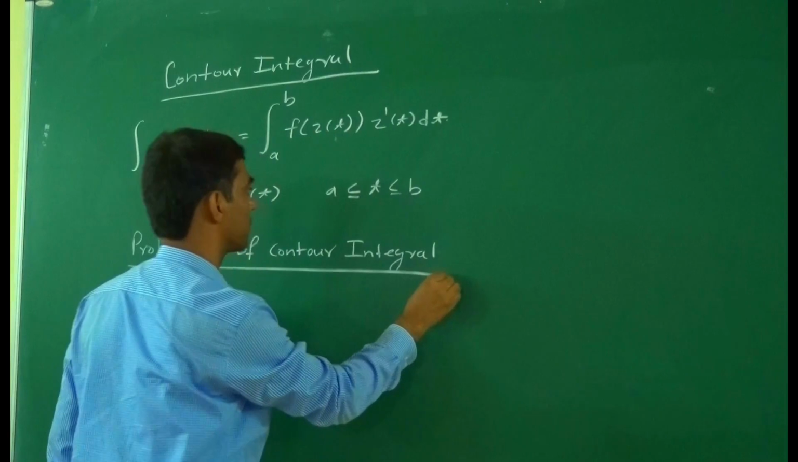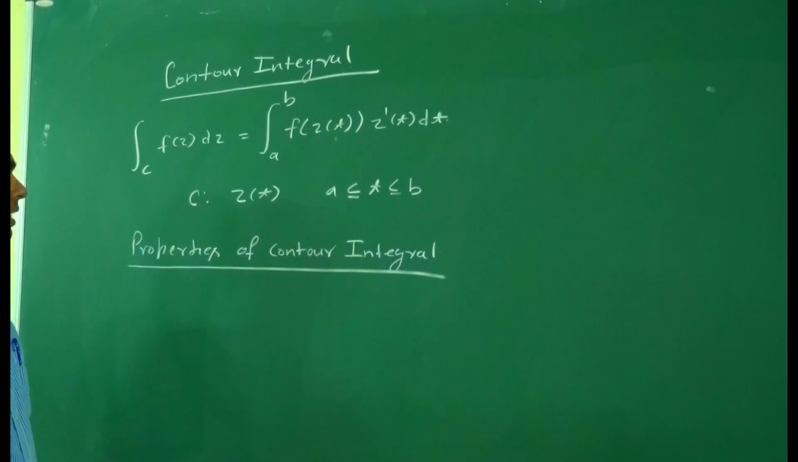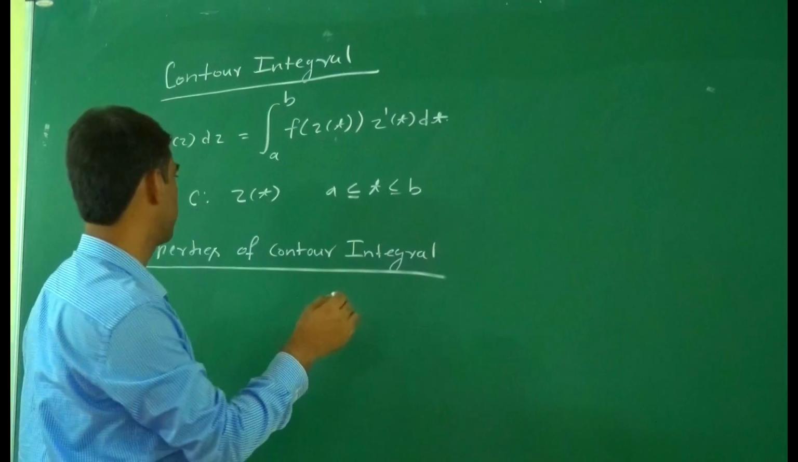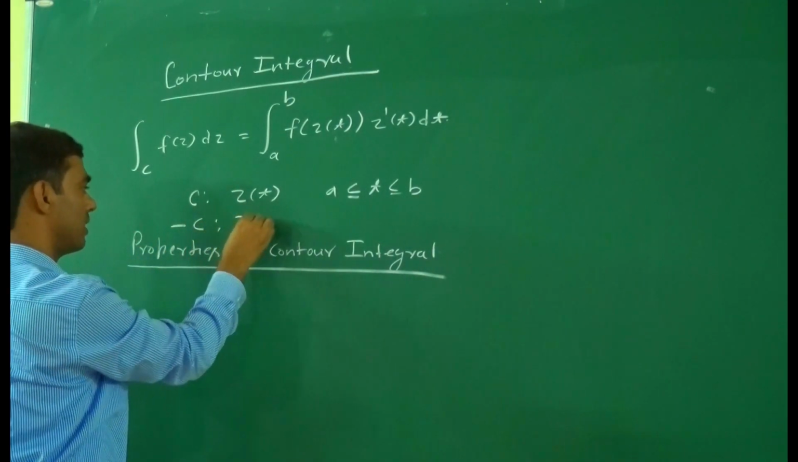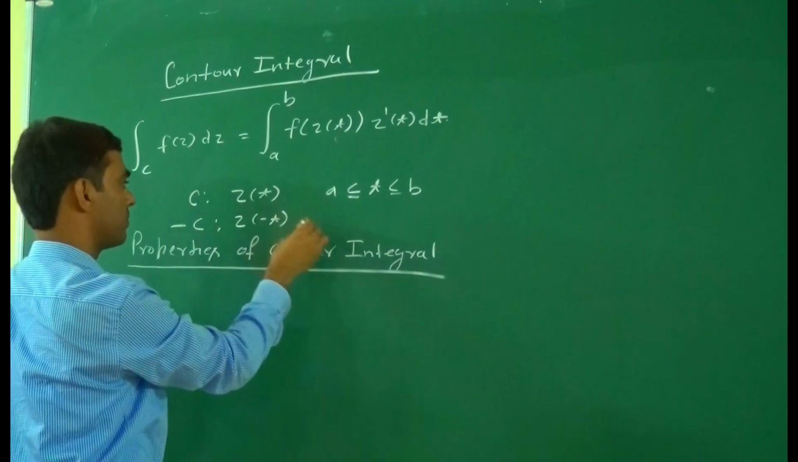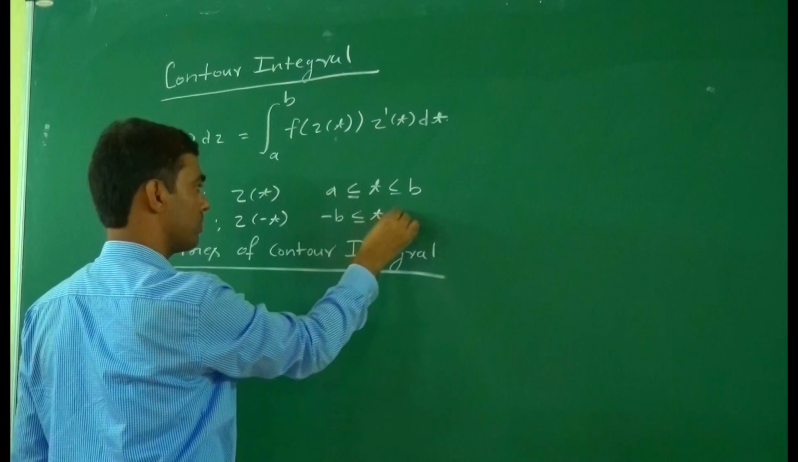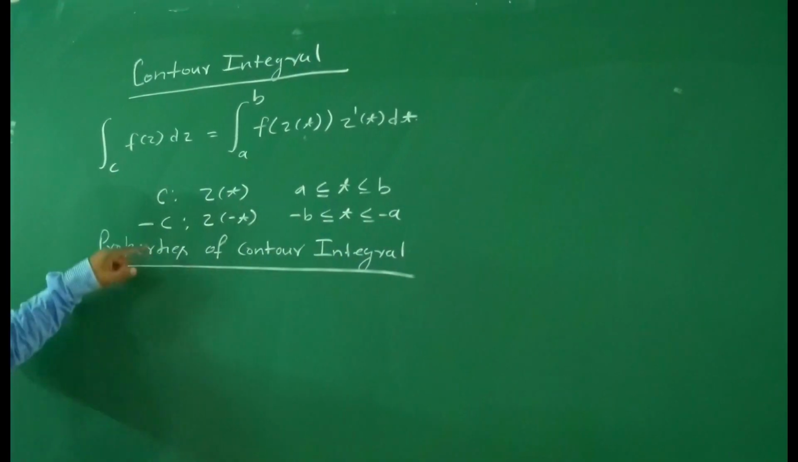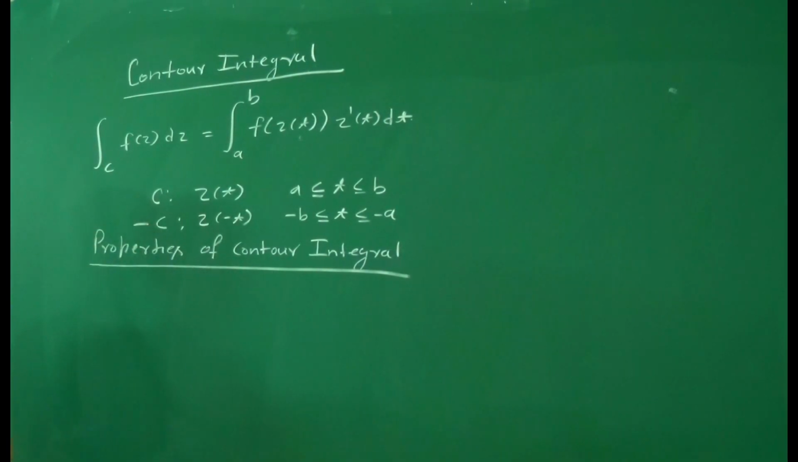So, if C is defined as z(t) and t ranges from a to b, then how do we define minus C? Here minus C is defined as z(-t), where t ranges from -b to -a. This is the definition of minus C.